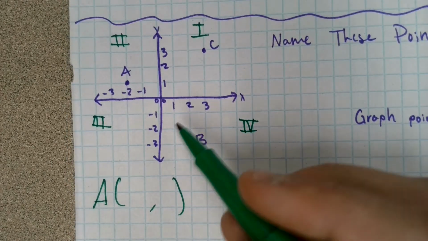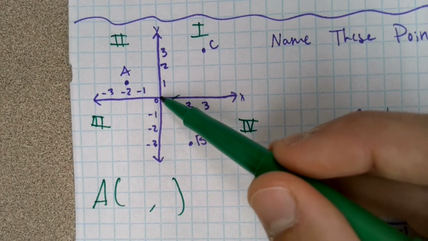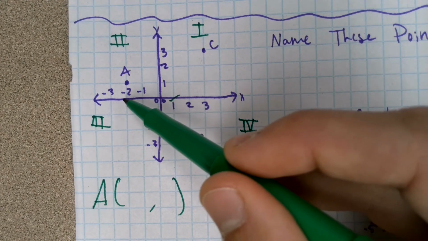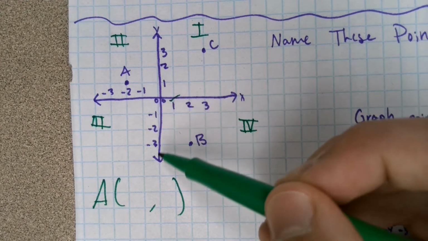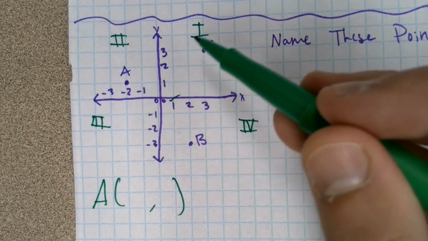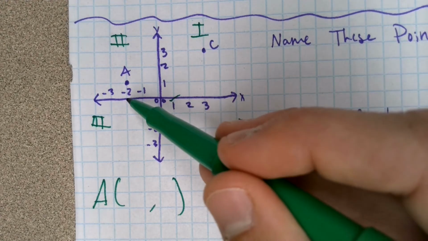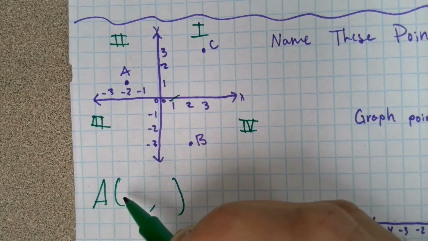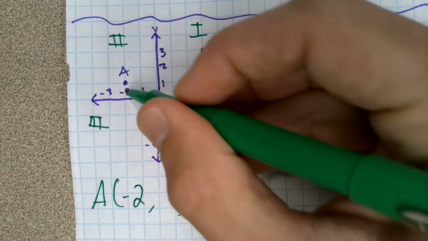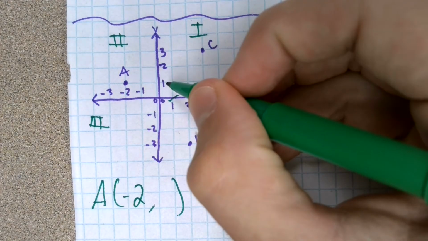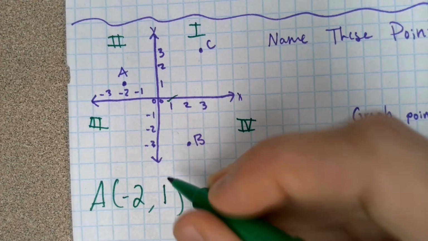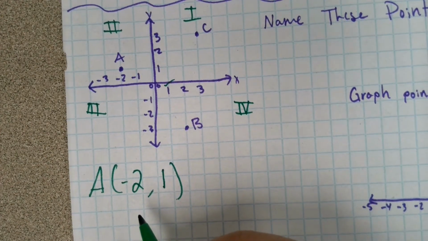Start with our x-axis here, and I see that the origin is right here. It went over -1, -2. Remember, our x is horizontal, our y is vertical. We know that because the y stem is vertical. So I see -2 on my x, and on my y, it went up, +1. A is at -2, 1.